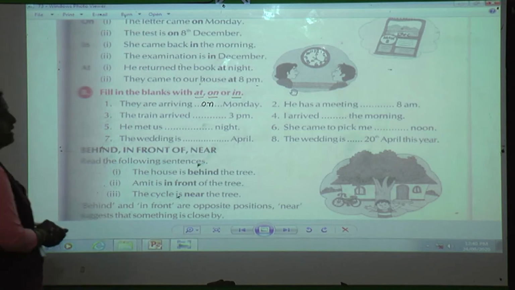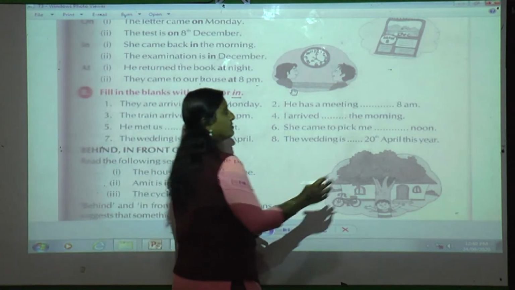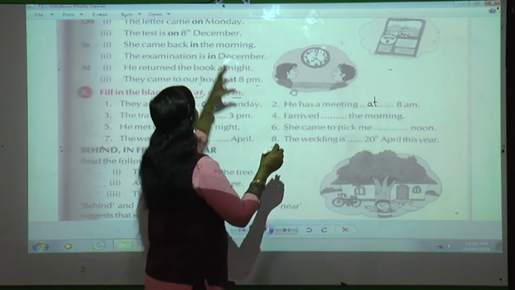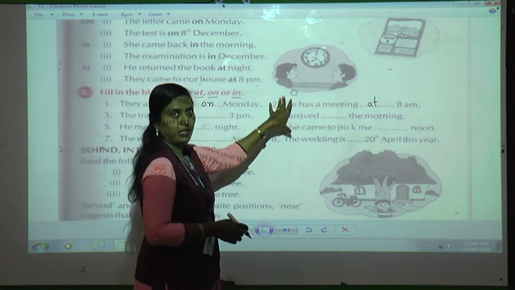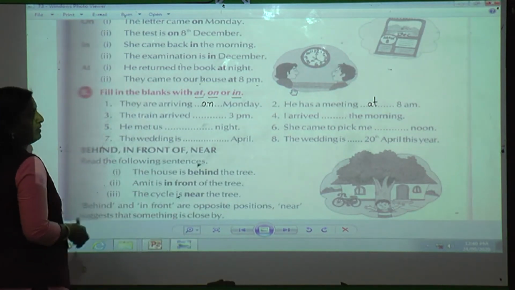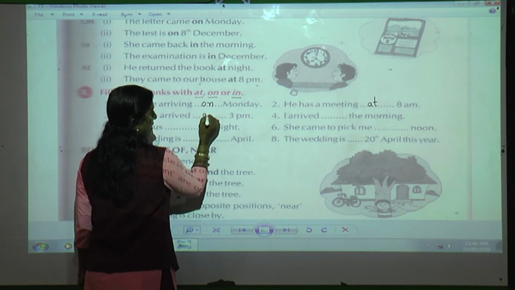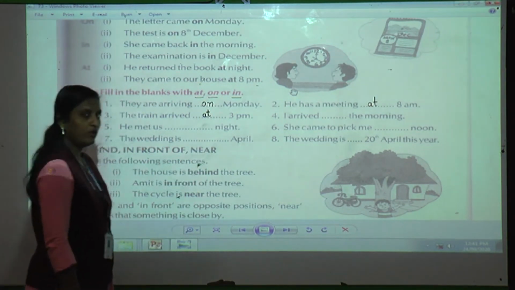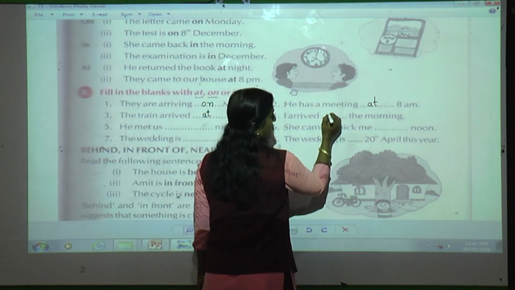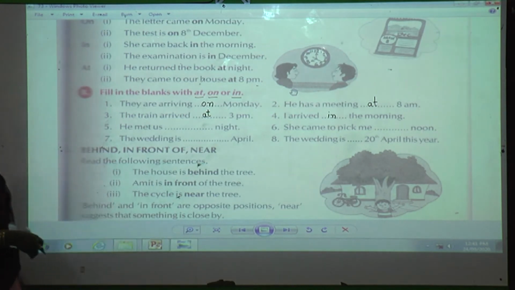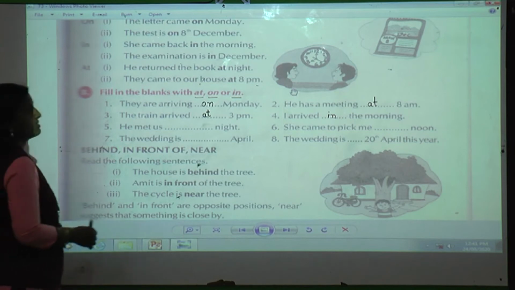Next, he has a meeting. Here they have specifically mentioned timing. So, at. You can go through these sentences which will help you to fill the preposition over here. The train arrived. What time? Yes, the train arrived at 3 p.m. I arrived. When? On morning we will say? No. I arrived in the morning. He met us at night.